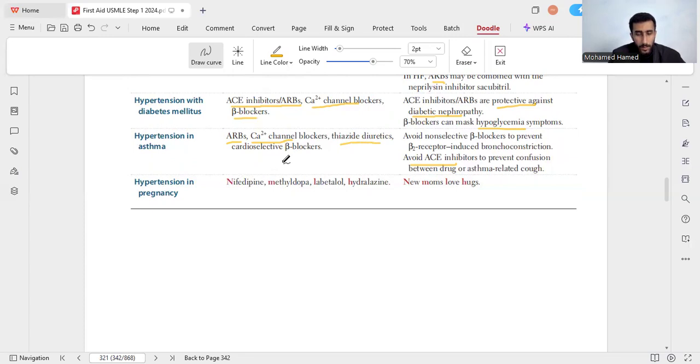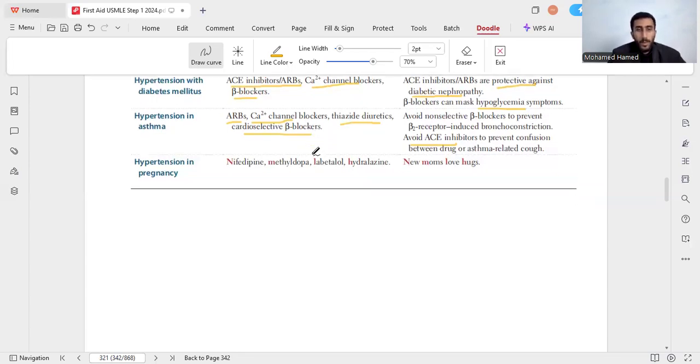Not relevant to any contraindication. For beta blockers, you have to choose the cardio selective beta blockers. Non-cardio selective beta blockers knock out the B2 receptors, which are bronchodilatory, so you are going to cause bronchoconstriction. So in asthma, you have to use the cardio selective beta blocker.